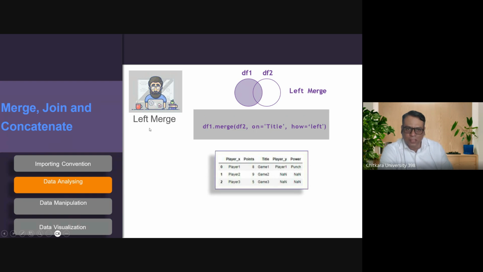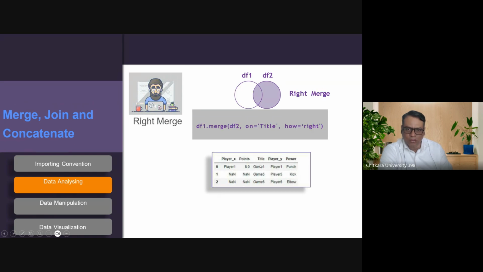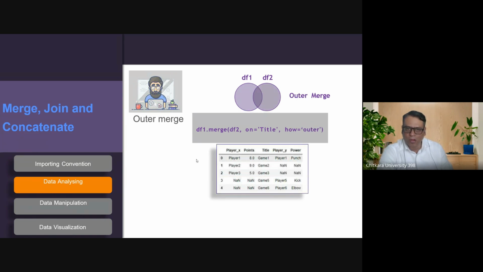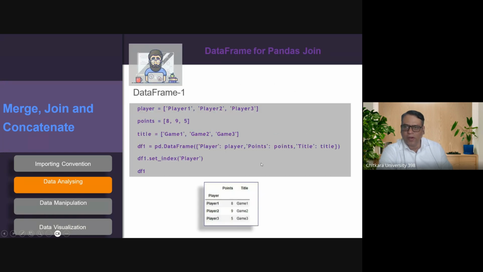Again, this is a left merge. From the left side, it will merge the values. Then right merge. Right here, you can see all the values are merged. Outer merge. Then data frames for pandas join. This is used to join different values.